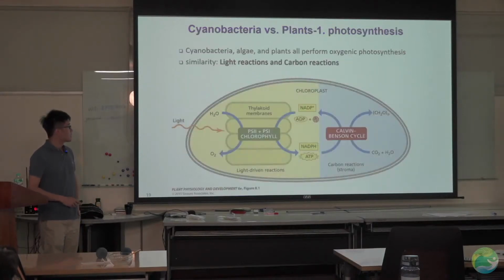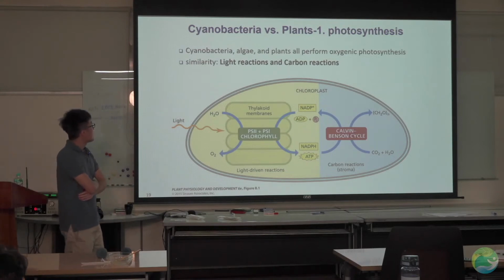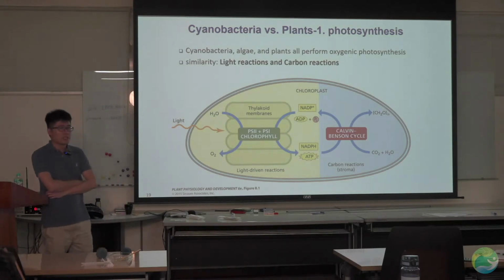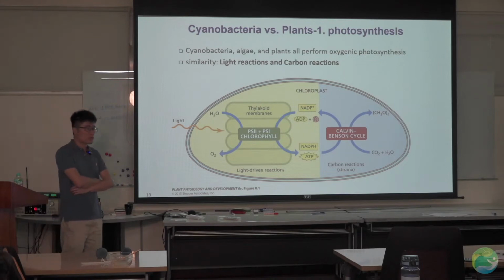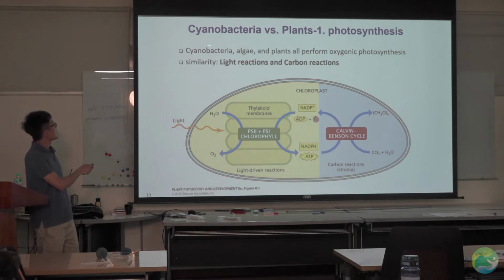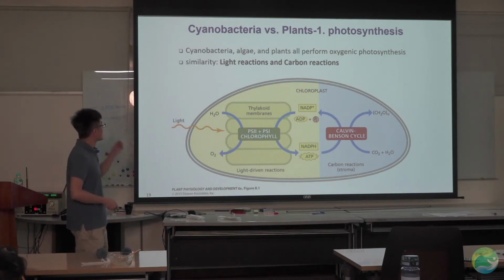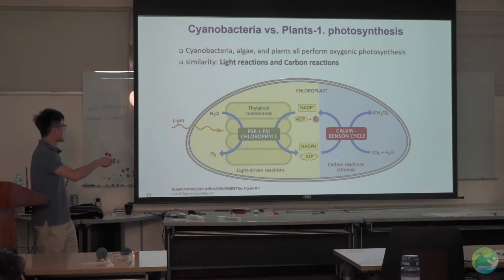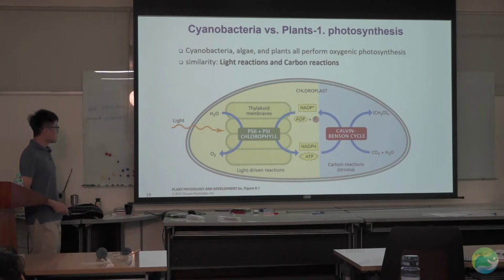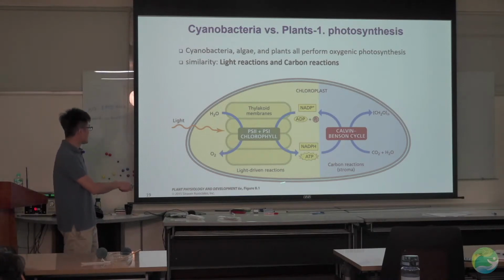So let's keep learning what cyanobacteria are. Normally we use cyanobacteria as a model species to study photosynthesis. But why? Because in terms of photosynthesis, cyanobacteria and plants are pretty similar. So this is how photosynthesis happens in plants. You can see the photosynthesis divided into two parts: light-driven reactions and carbon reactions.